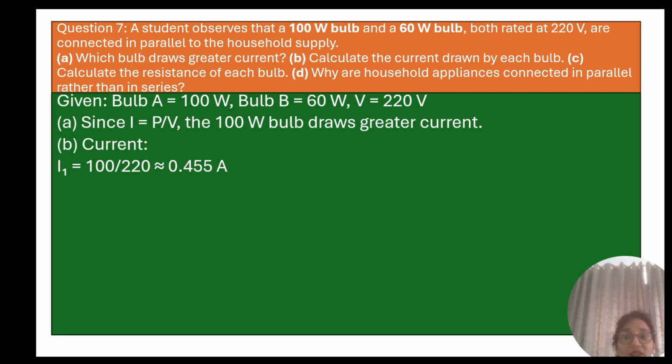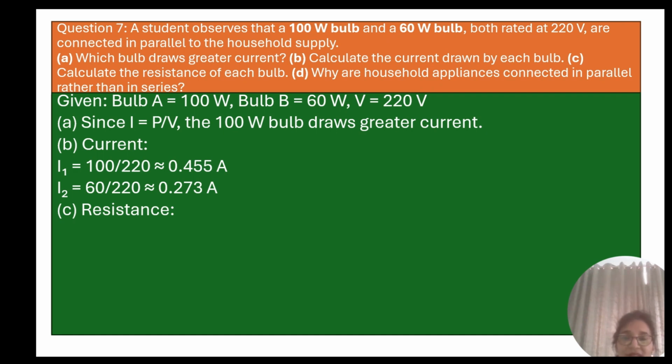Next, calculate the current drawn by each bulb. So you have to take I1, which is 100 upon 220, which will give you 0.455 ampere. For current 2, you get 60 upon 220, which is 0.273 ampere. So here you just need to substitute the value in the formula.